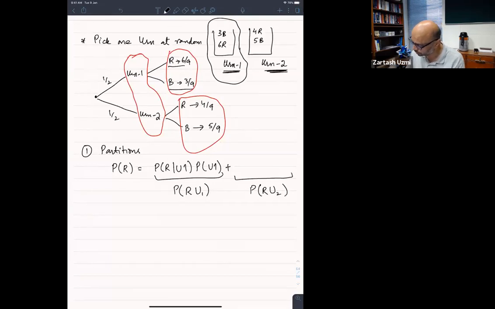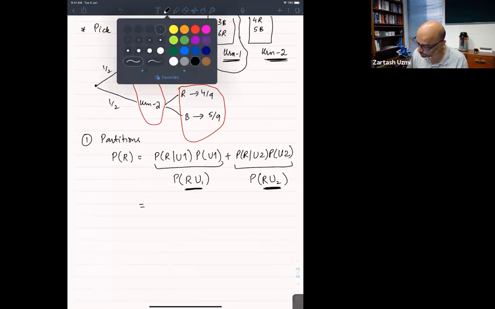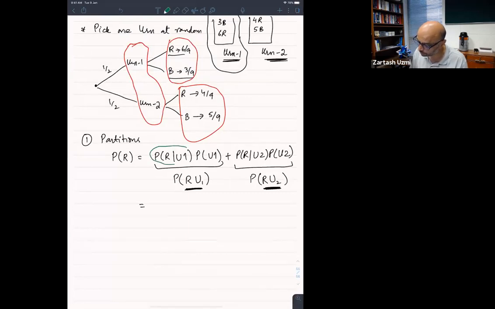Now, the other thing that you want to add here is the probability of red and urn 2. This is exactly the same as the partitions example that we did last time. So what is the probability of red and urn 2? Red and urn 2 is the probability of red given urn 2, times the probability of urn 2. And you can calculate this probability. This would turn out to be the probability of red given urn 1, which is 6/9, times the probability of urn 1, which is 1/2, plus the probability of red given urn 2, which is 4/9, times 1/2.